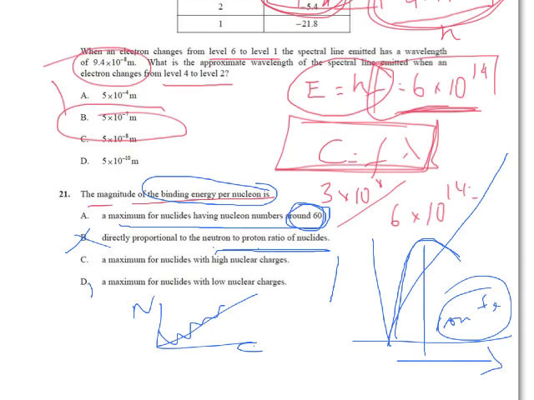And then, is it a maximum for nuclides with low nuclear charges? Down here, is it a maximum? No, it's actually lower. So the answer is A. It's basically peaking here at the iron size.